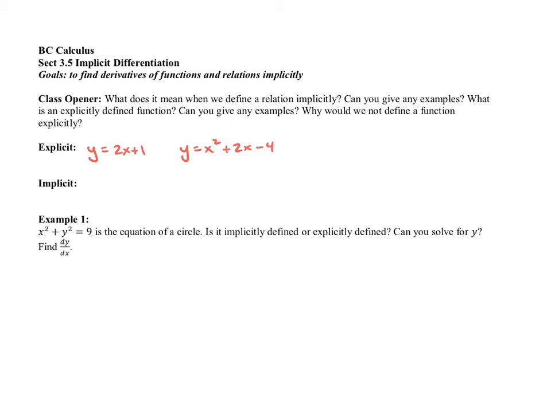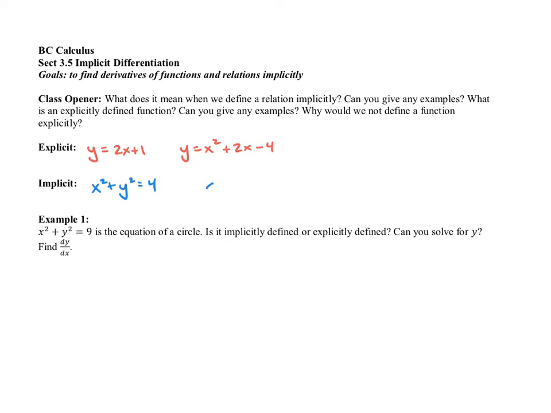Implicit is not going to be as directly stated. One of the most common ones is a circle, for instance, where you have some sort of graph that is not a function because it doesn't pass the vertical line test, and so you have variables, both the input and output, on the same side of the equal sign.